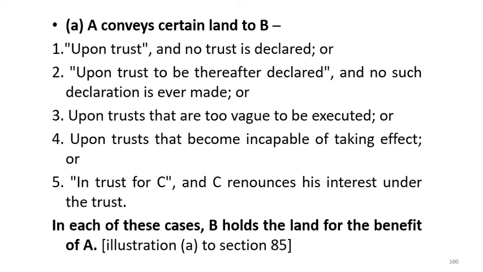Then the fifth one, the trust is foreseen, but C renounces his interest under such. Now, as we have seen in the example just now, the trust is created for the benefit of a law student at the law college, but the law student refuses or renounces his interest. Then you can't proceed. In all these circumstances, the transferee here in this illustration, B, must hold the land for the benefit of A.